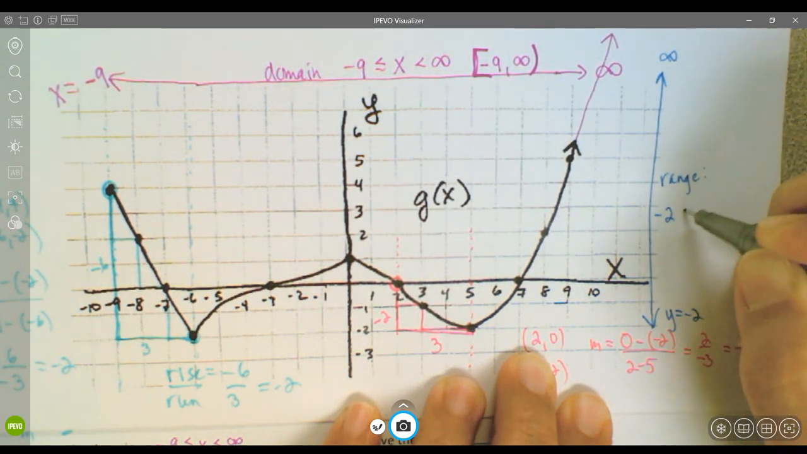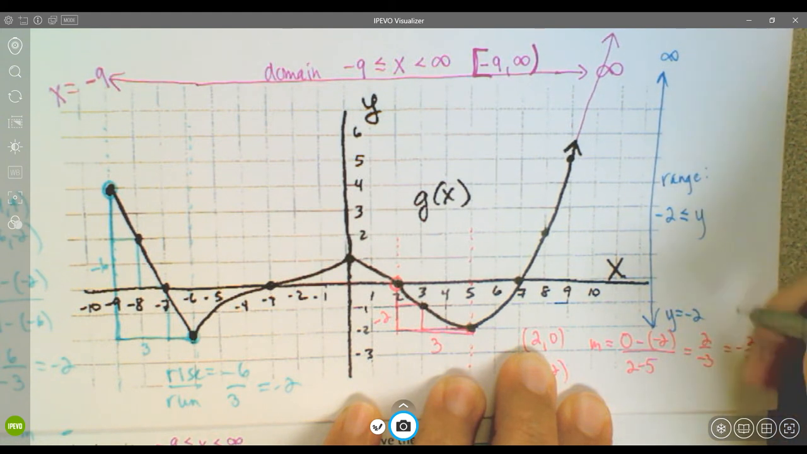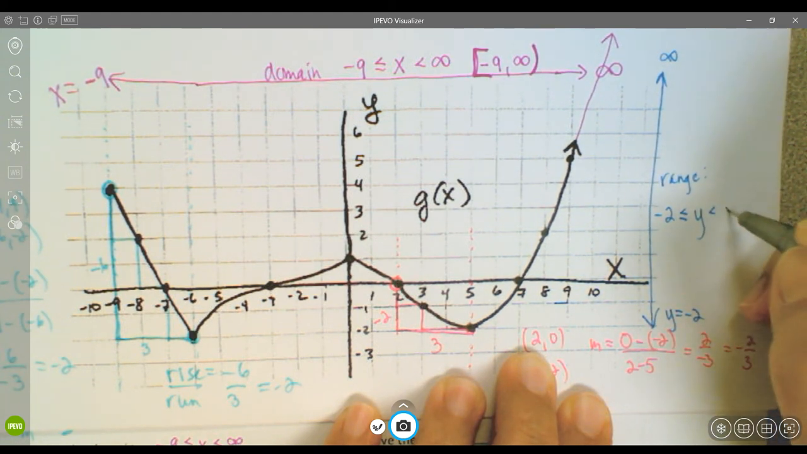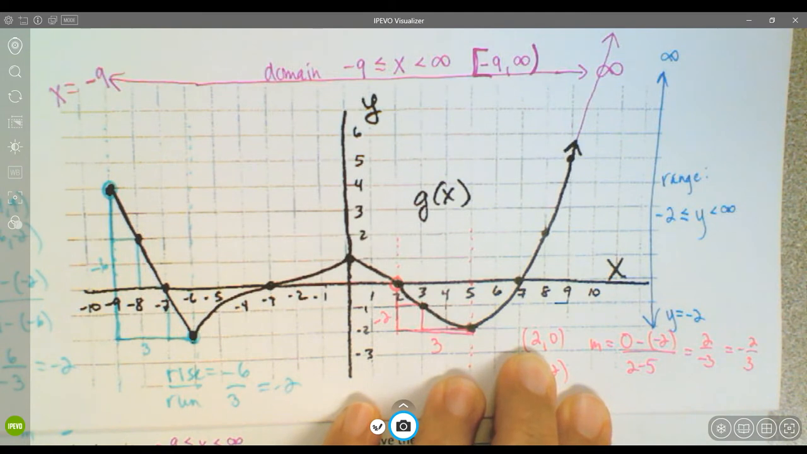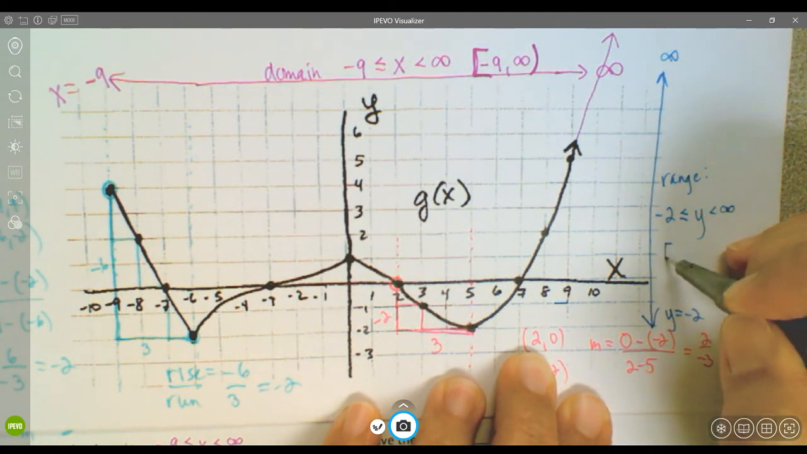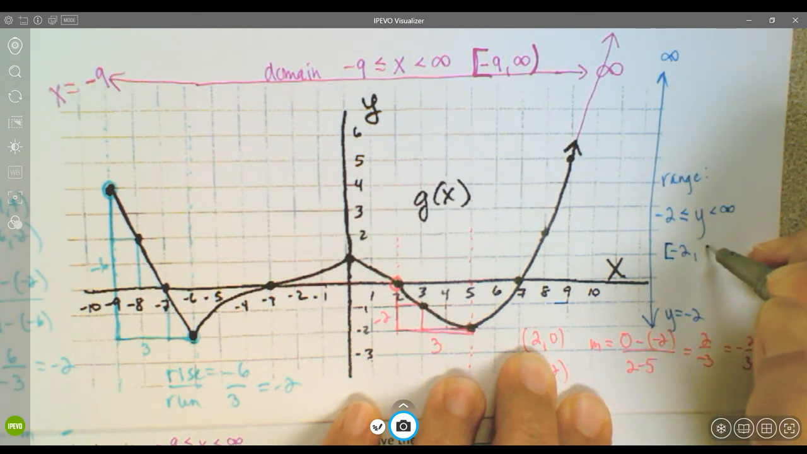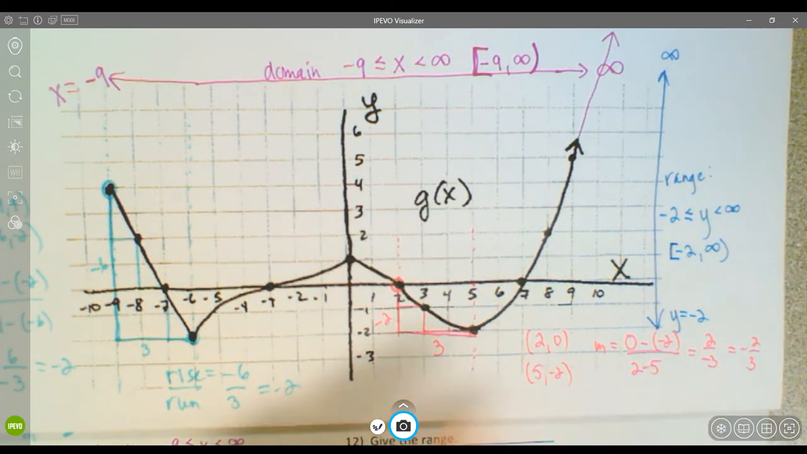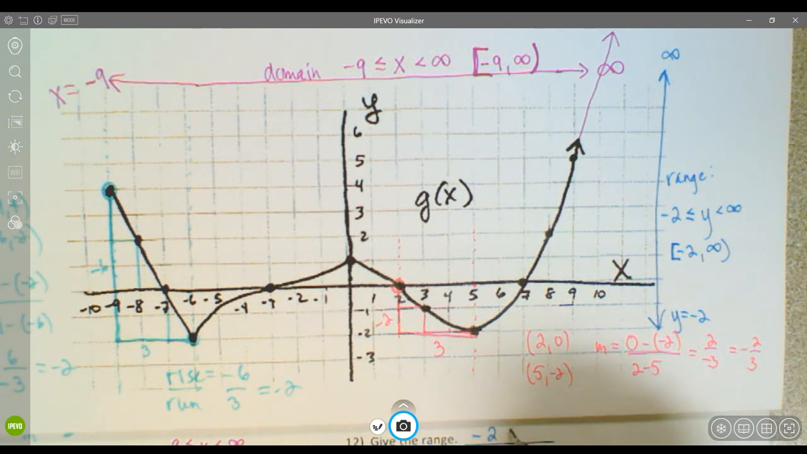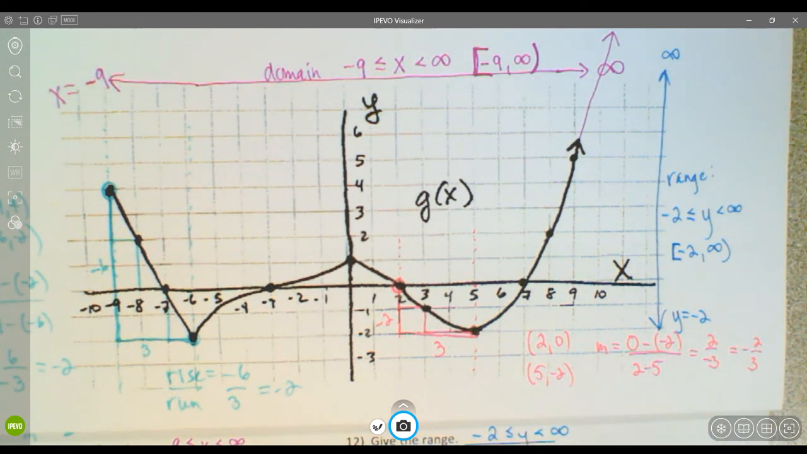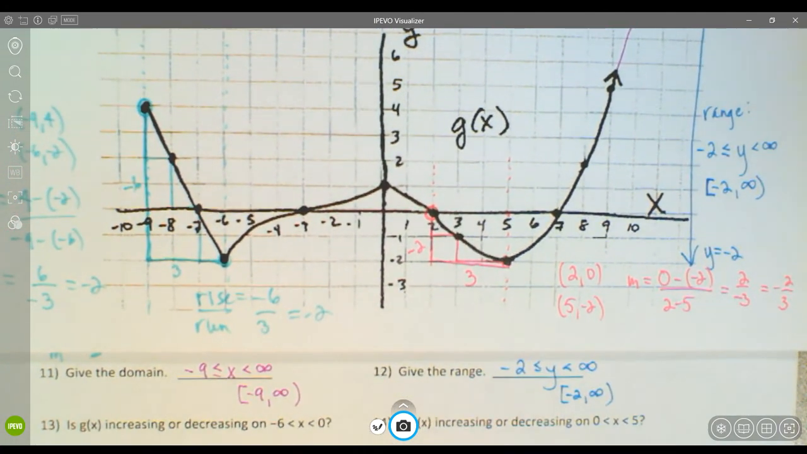covers -2, which we can equal, and these are the y coordinates we're dealing with here. And we can go to infinity, which we do not equal. You can never touch infinity. So in interval notation, we're going to go from -2 inclusive to infinity exclusive. So my range, remember, deals with my possible values of y. So there we are with my domain, and there we are with my range.